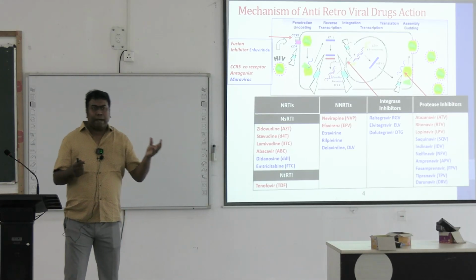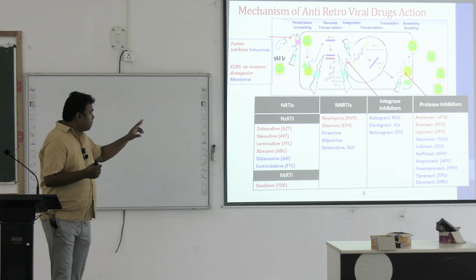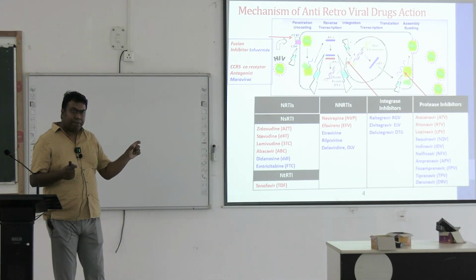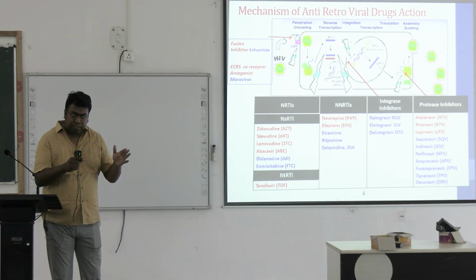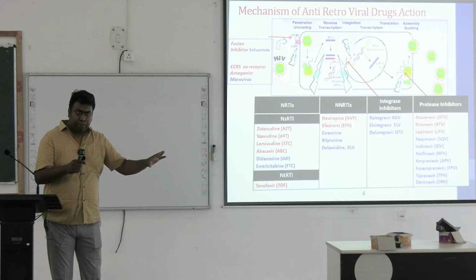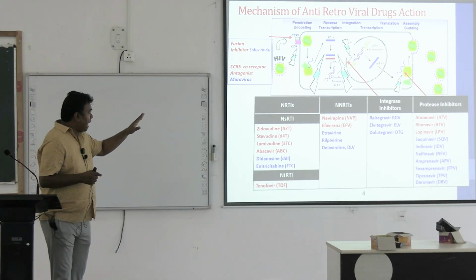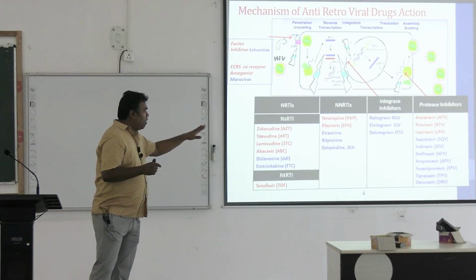Then they bind with the DNA portion of the host DNA. That binding is targeted by the integrase inhibitor. Integrase is the enzyme that helps the binding of viral DNA material with the host DNA material. That is inhibited by raltegravir, elvitegravir, and dolutegravir.